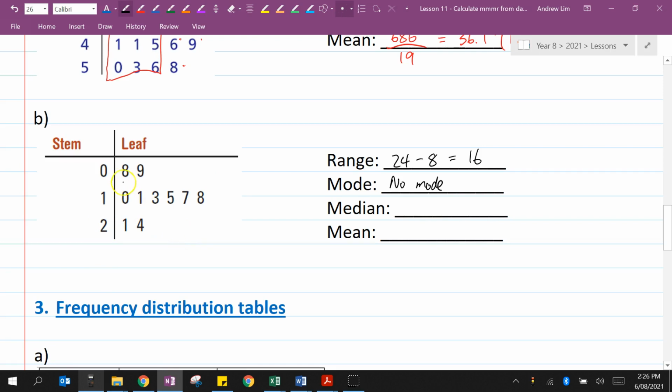Okay, median, middle score. Lowest, highest, lowest, highest, lowest, highest, lowest, highest. Okay, 2 in the middle. Now it's not 3 plus 5 divided by 2. Okay, it's 13 plus 15 divided by 2. And that's equal to 14.